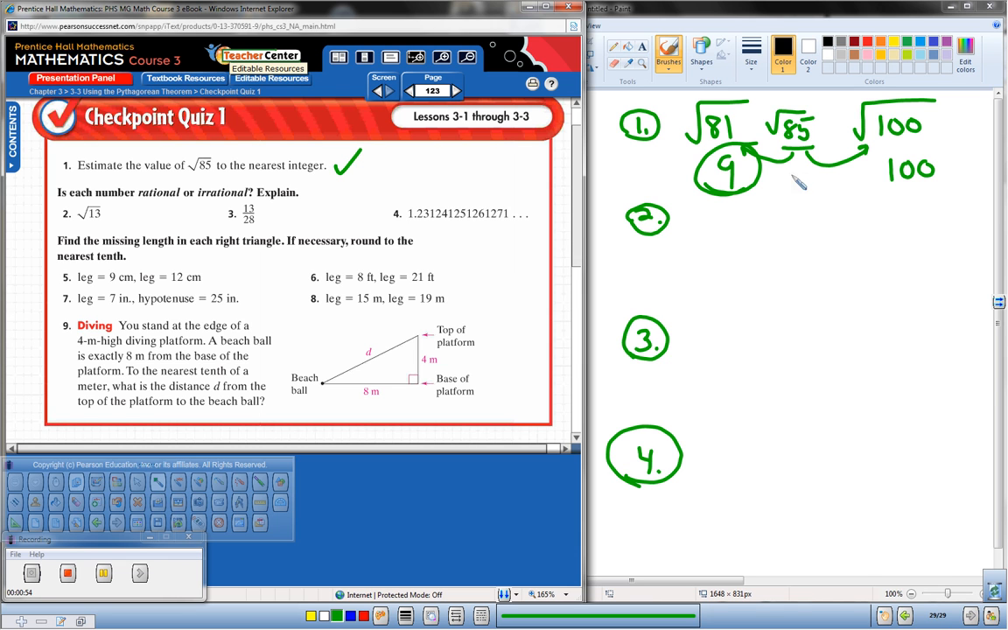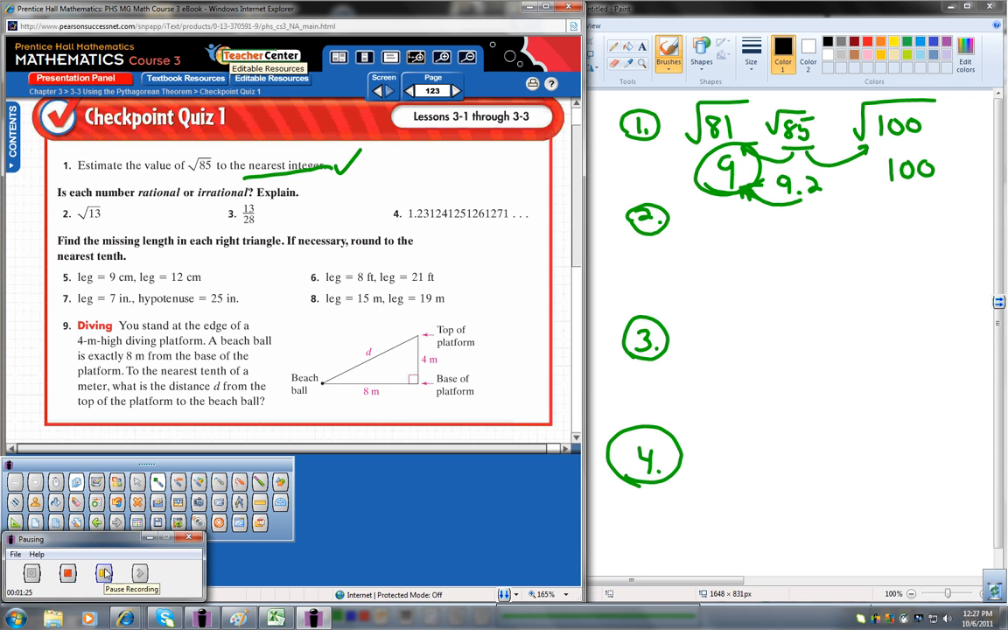Most likely punching that out in the calculator, somebody, what is it? 9 point what? 9.2. That would have also given you 9 as an answer, and that's fine. Would I accept 9.2? No, because the answer is 9. It says to the nearest integer, so you would have to go to either 9 or 10 at that point. Okay? So make sure that you estimate if that's the case.